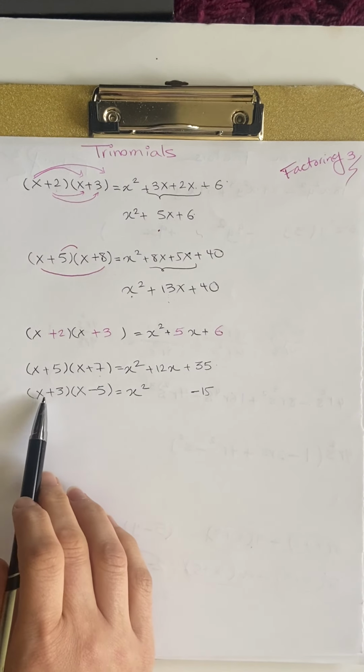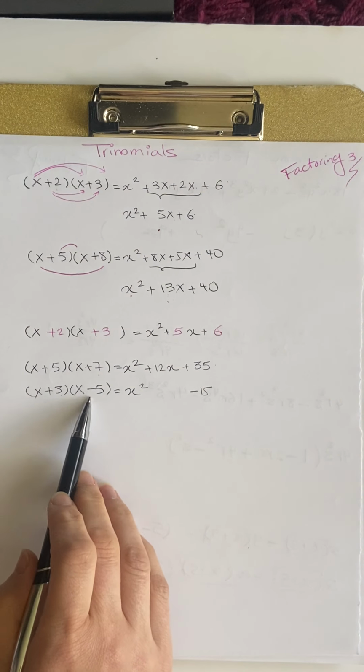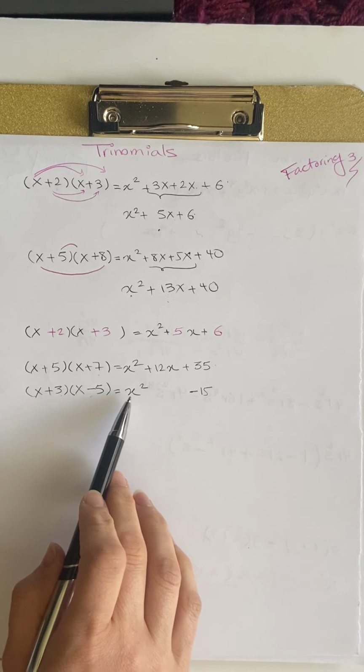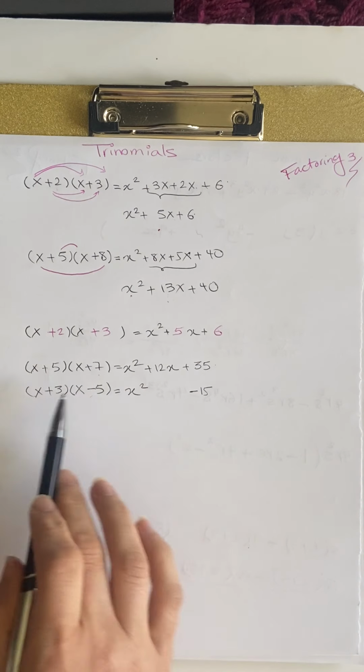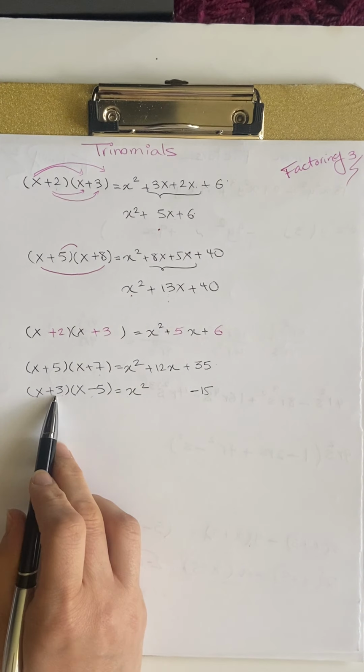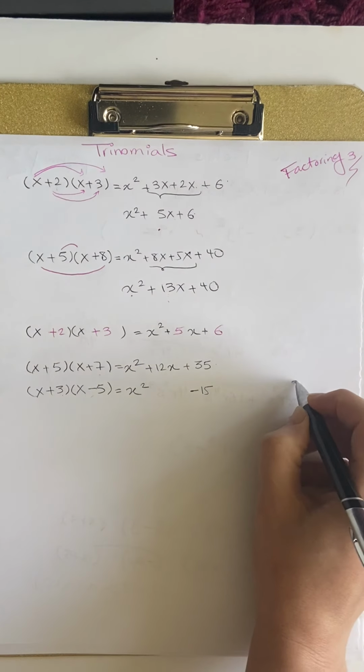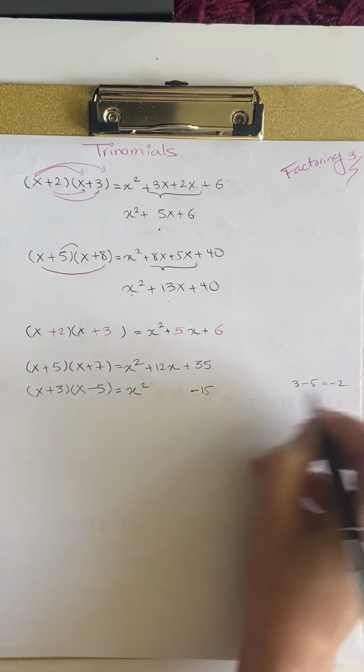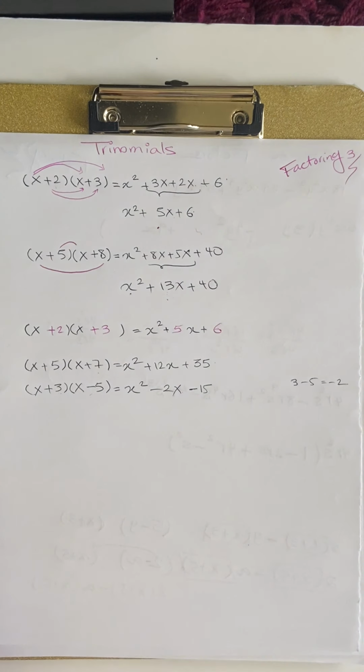In this example, if you're multiplying x plus 3 and x minus 5, the first term is x², the last term is negative 15 because you multiplied. In the middle, add the 3 and negative 5. What is 3 plus negative 5? Negative 2. It's going to be negative 2x.